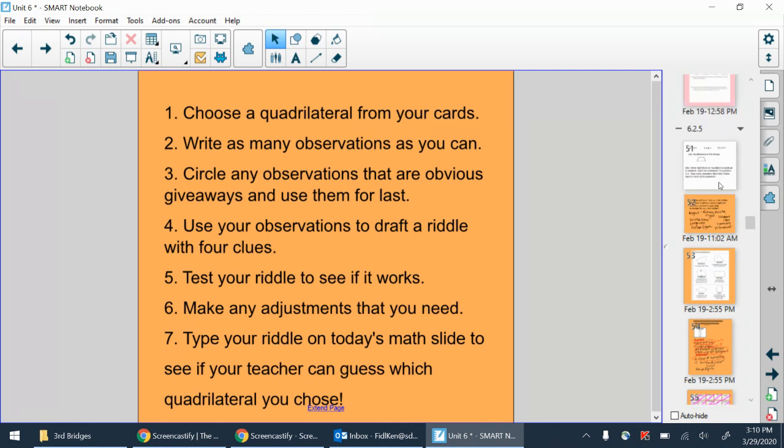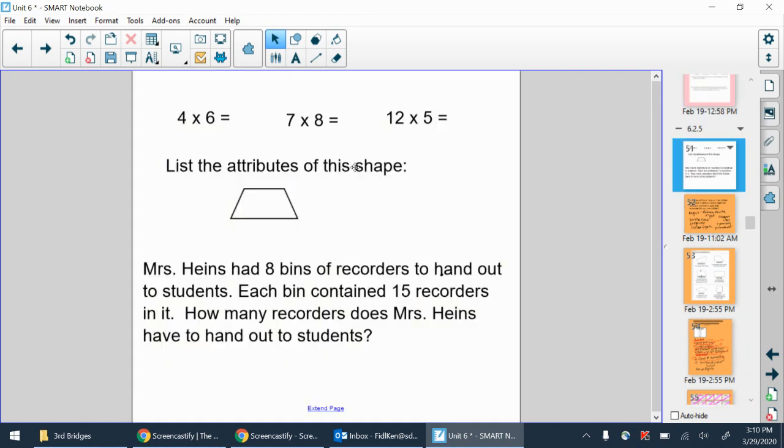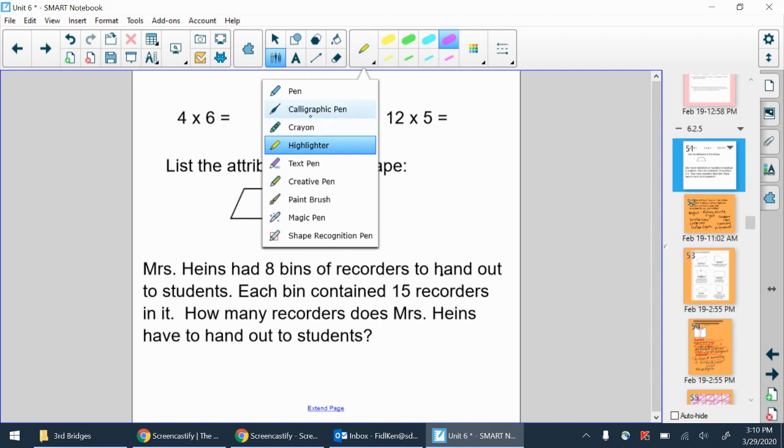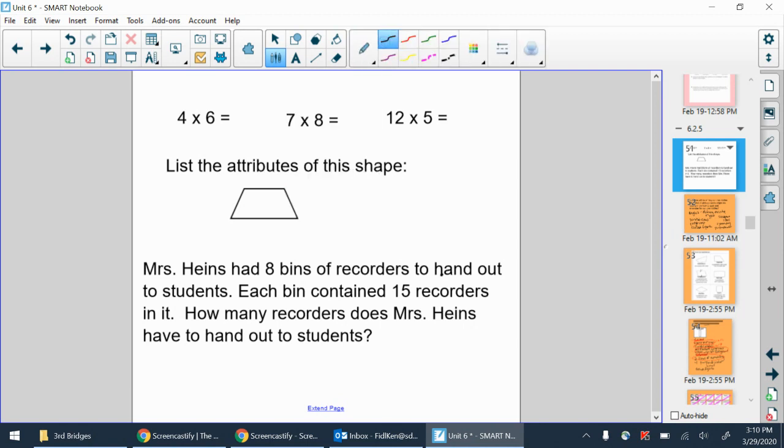All right, before we finish up, let's quick go back and go over the questions I asked you earlier. So pull that out. All right, so our first problem was 4 times 6. 4 times 6 is, let me get my pen back, 24. 7 times 8 is 56.